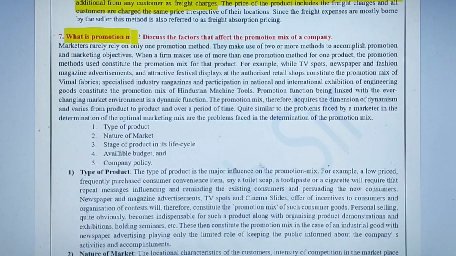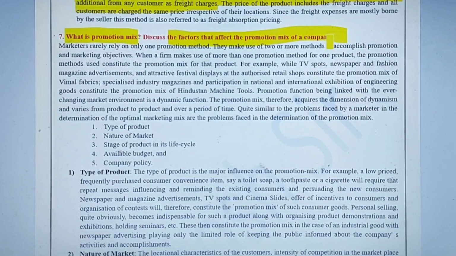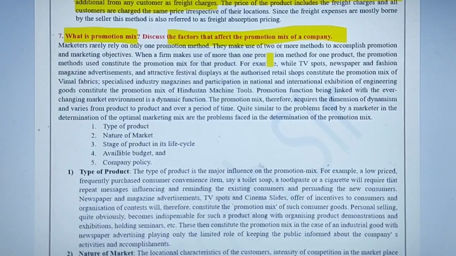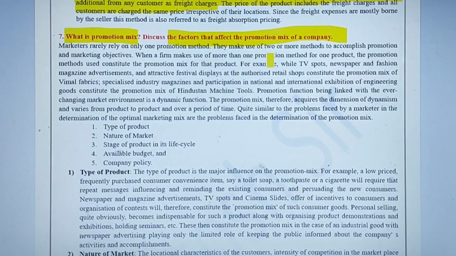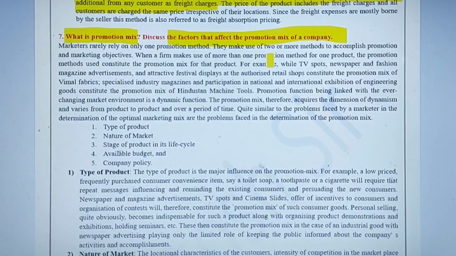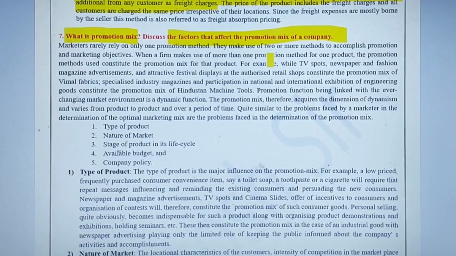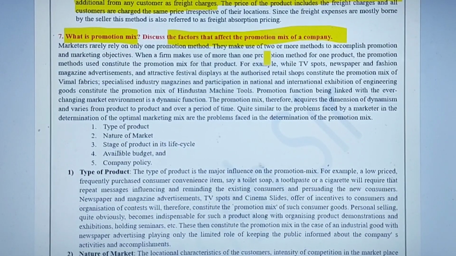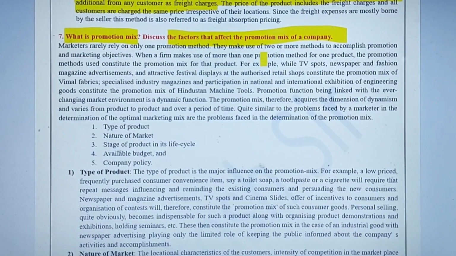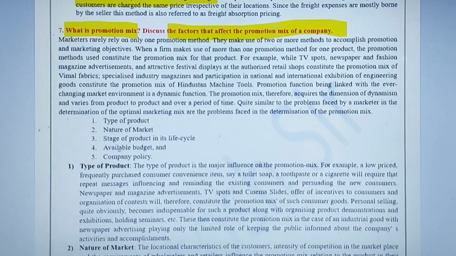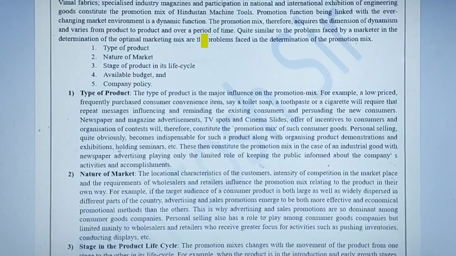What is promotion mix? And discuss the factors that affect the promotion mix of a company. So as we know, in promotion mix the company does advertising and publicity to promote sales, to increase the sales, and it considers different factors before adopting this promotion mix strategy. So these are the factors. 5 factors are here. The first one is type of product.